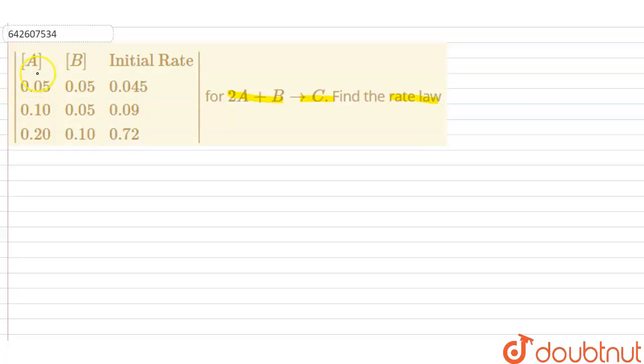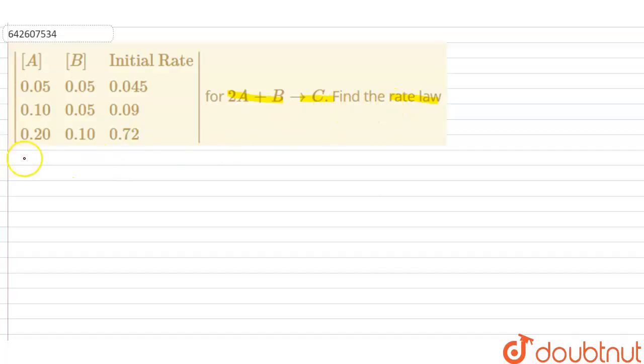The given information over here indicates three different situations in which the three initial rates have been given. The concentrations of reactants A and B have been given respectively. So, with the help of this data, we are going to find out the rate law.